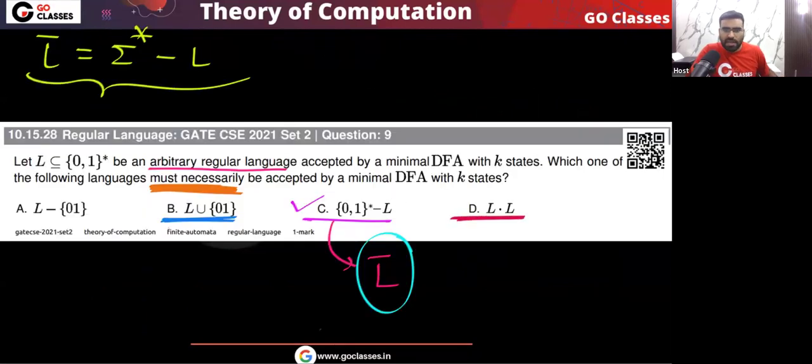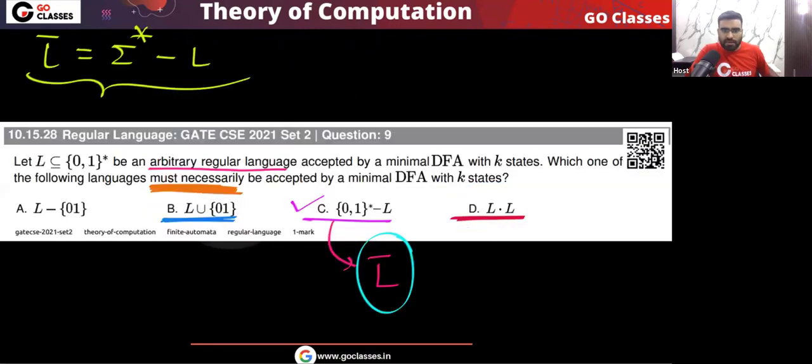What about option D? L dot L. Can you give me the counterexample for option D? Yes, very easily I can give you a counterexample for option D. For example, what you can do? You can take this language L. Now tell me, what is option D? Option D is L dot L. So tell me, if I take this language, then what will be L dot L? That will have the single string double A.